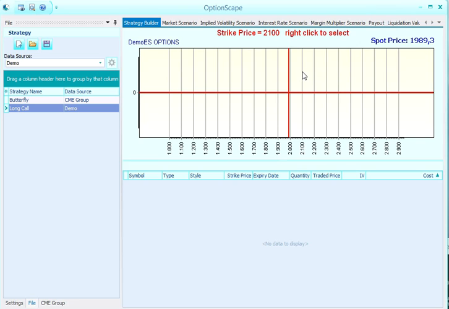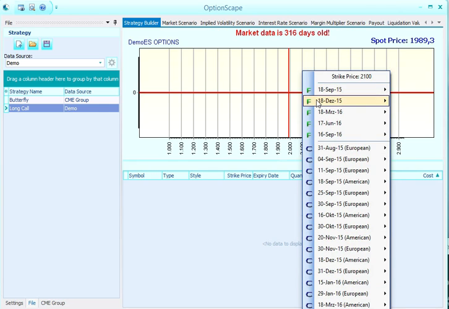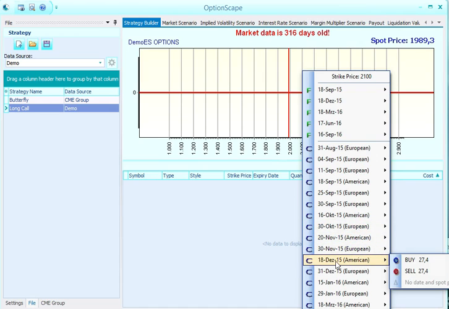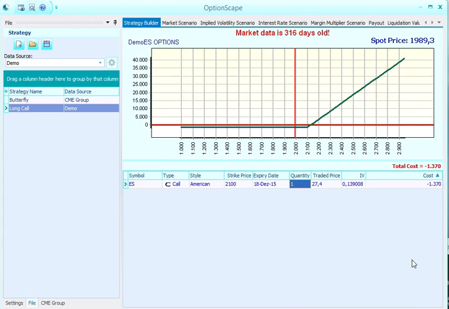So I go to the strike of 2100, right click, and then I see the futures, the calls, and a little bit lower the puts. I go for the 18th of December call and buy it for 27.4. That's my long call. Here I have the portfolio, which includes actually only one long call.